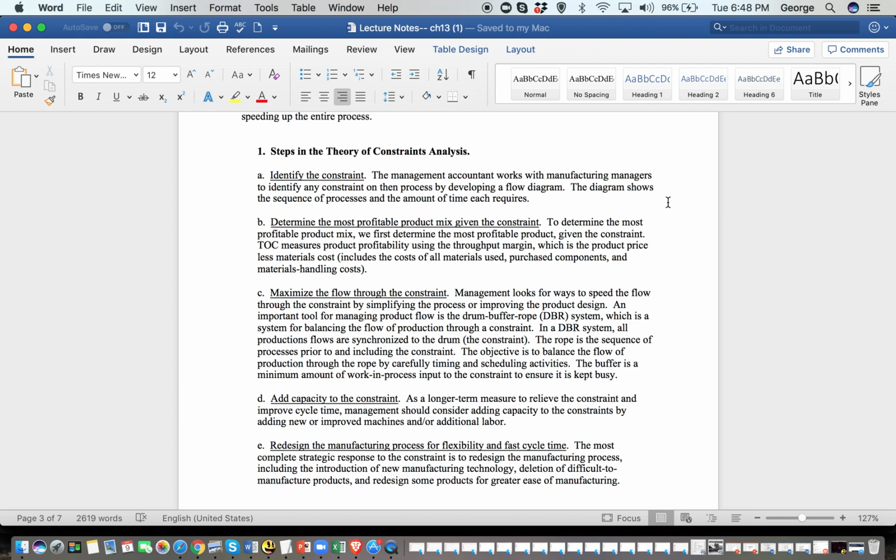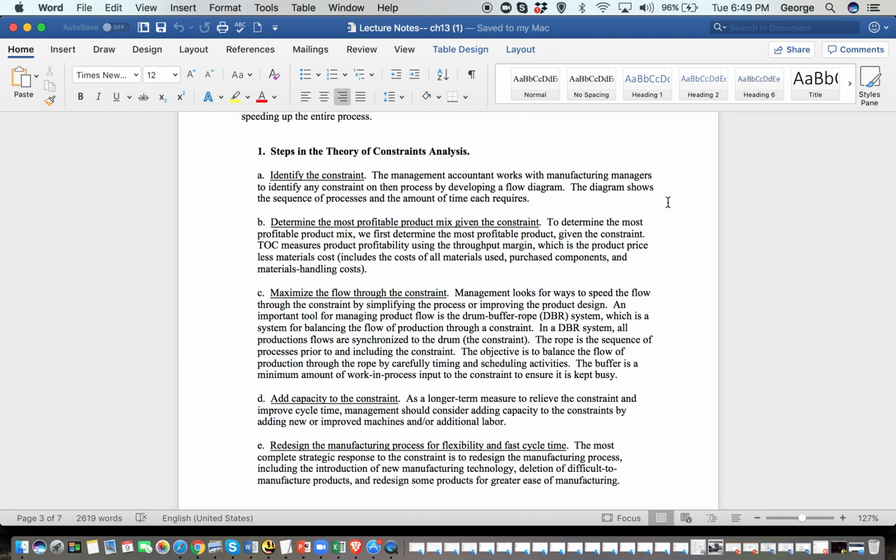Identify what the constraint is. Usually it's going to be a bottleneck machine, and in a plant it's going to be this bottleneck machine where there's a lot of work in process in front of that machine. Determine that product mix that's most profitable given the constraint. So if we have only so many raw materials or only so much capacity, which products give us the most or highest contribution margin per raw material or per labor hour, if that's what our constraint is.